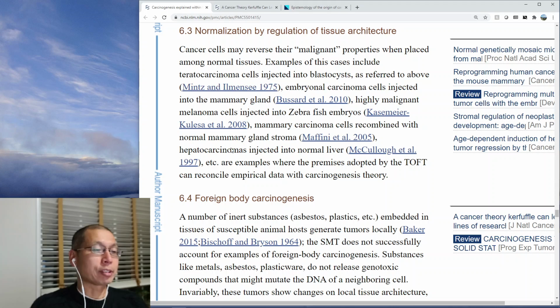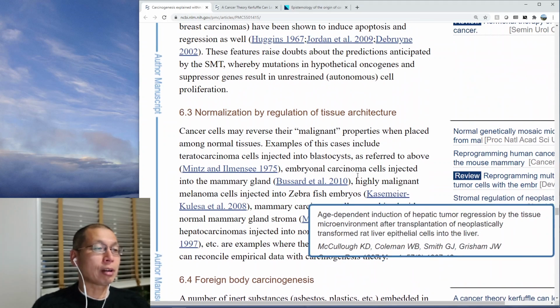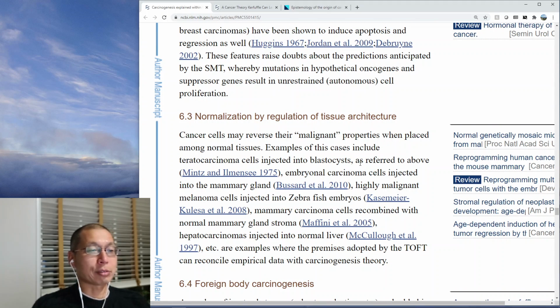And then there's several experiments where you take cancer cells and then you inject them into normal tissues, and these cancer cells revert to normal anatomy. So the cancer cells have mutations, but when you put them in normal tissue, they revert to normal anatomy. And then this is that foreign body carcinogenesis again. So very interesting. These are things that don't make sense with the somatic mutation theory. And so there's probably some cancers for which this theory makes sense.